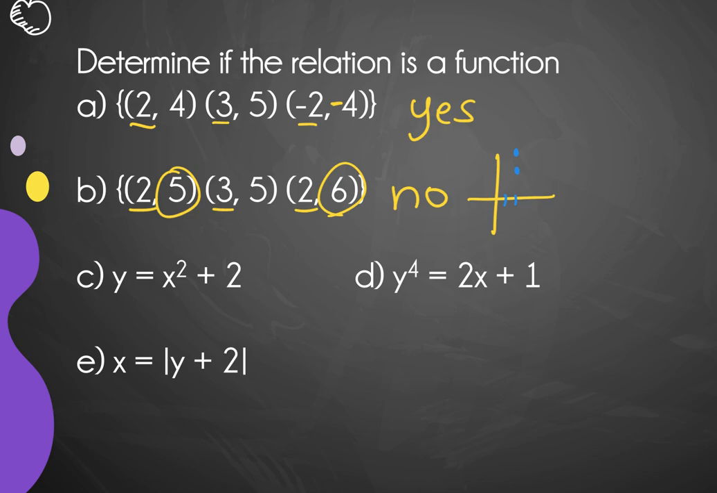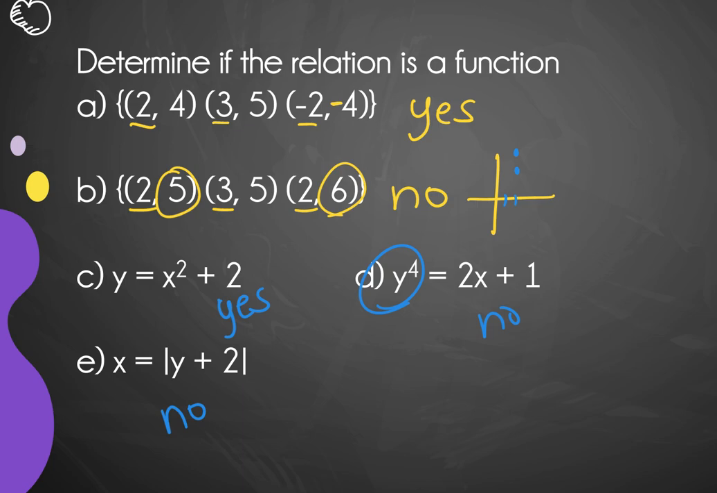So if I look at C, is that a function? Yes. That's a regular parabola. Opens up or down, that would be fine. D, is that a function? No, because this y is raised to an even power. And E, is that a function? No, it's an absolute value, which would be a v, but the y is in there, so it's a v turned on its side.